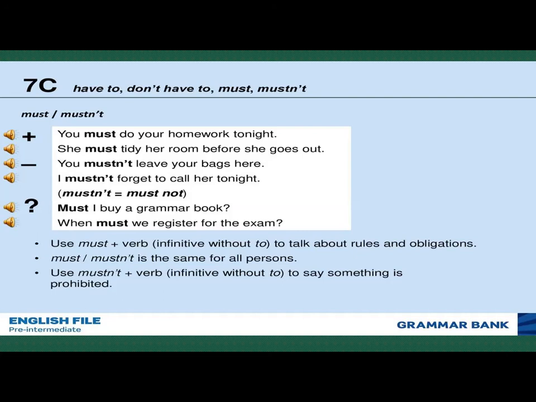And we use mustn't to talk about prohibited things. Things you mustn't do or you are not allowed to do. For example, I mustn't forget to call her tonight. Also, we have the yes or no question. We use must plus the subject plus the infinitive. For example, must I buy a grammar book? Yes, I do, or no, I don't. Or yes, you do, or no, you don't.